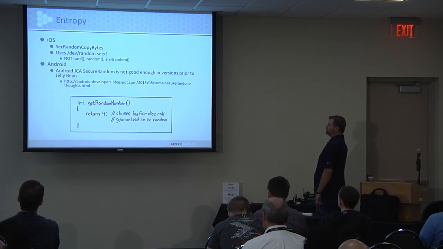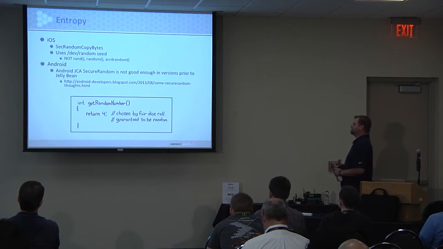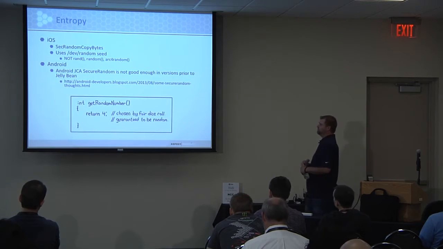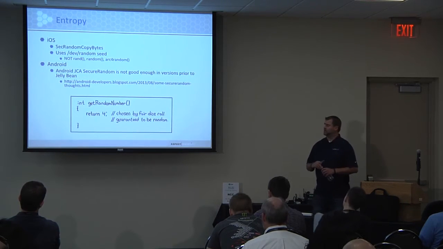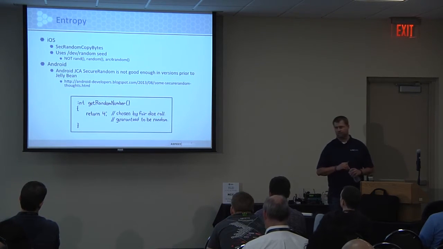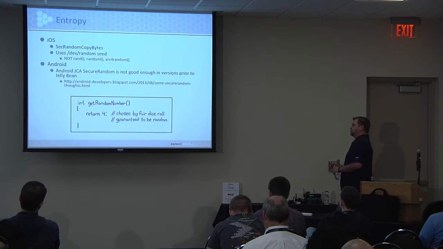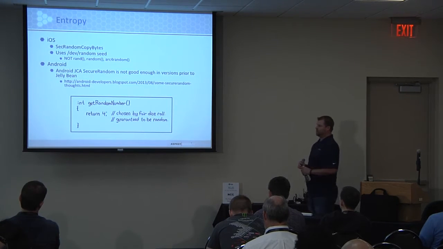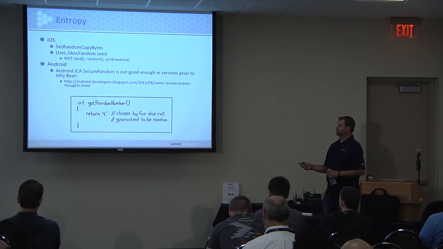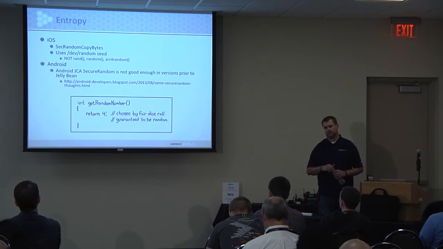Entropy, here's a good one. Int get random number, return 4. It was done by dice roll, right? That works. Actually, we've had some issues with entropy, specifically with Android. Anything prior to Jelly Bean had an issue with the secure random, and Bitcoin kind of took the hit there. So as long as you're developing for Jelly Bean or beyond, go ahead and use secure random. It's using the appropriate seeds and so on, and should be much better.